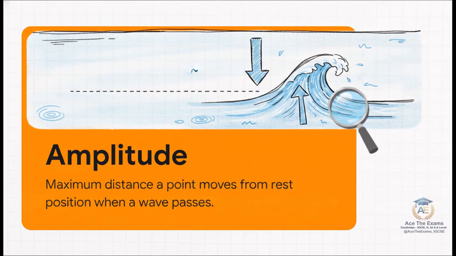Here's a quick challenge for you. If Alex writes amplitude is from the bottom of the wave to the top of the wave, what is the flaw? The flaw is that Alex just described double the amplitude. It must be from the rest position to the peak. Do not fall for that trap.